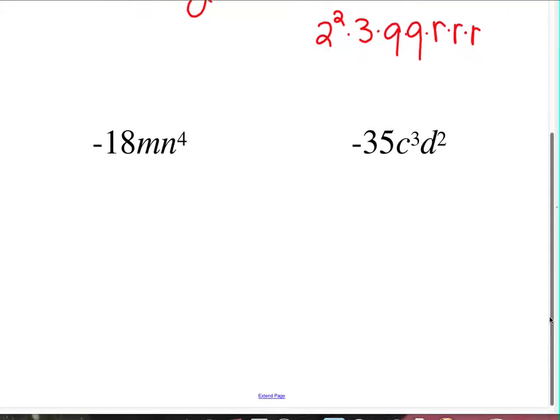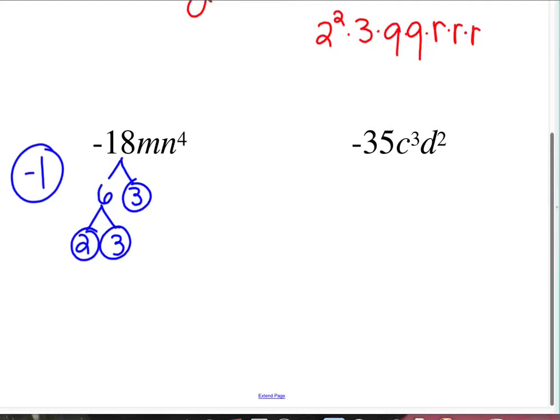Ooh, we saved the best for last. When you have negative monomials that you need to be factoring, your first step is to take out a -1 and stick it out to the side there. Now once you factor out a -1, pretend that that's a regular old positive 18. I just prime factored it. So when I write my list now, I'm going to write a -1, a 2, 3 to the second power, 1m, and 4 n's. Final answer. Got to bring out that -1.